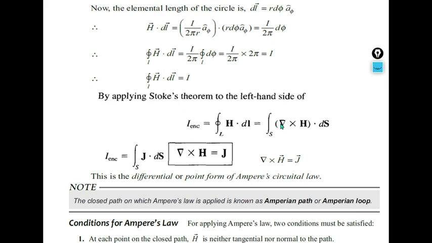So if I put it in this equation, then we get curl H is equal to J. Now this is in bold form, that means it's a vector. So when you write in your copy, you will use this bar. Curl H bar is equal to J bar. This is the differential or point form of Ampere's circuit law.